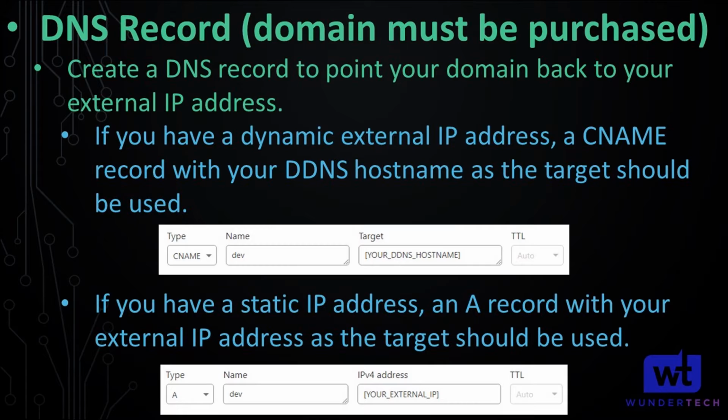If you don't have DDNS set up, I have a video on how you can set it up using DuckDNS, but if you set up Synology's DDNS server as well, that's fine. You basically just need a way to be able to access your external IP address by a hostname. So at this point, you've either created your A record with your external IP address, or you've created a CNAME record with your DDNS hostname, and your domain name is pointing back to your external IP address.